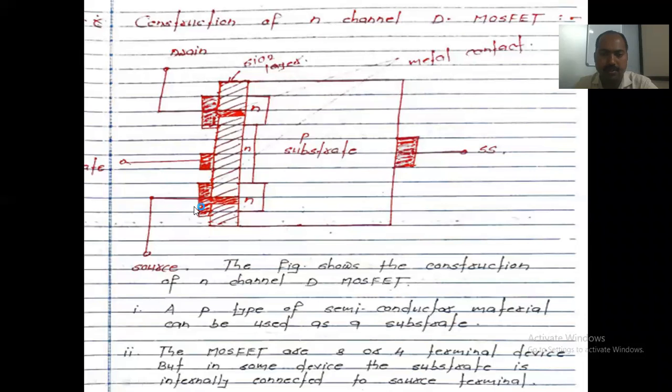This is the normal construction of this N channel D MOSFET. Why is it called N channel? Tell me the reason behind it. I have already explained the same thing. Why is it called N channel? Please tell me. See the diagram and tell me. Where is the channel?